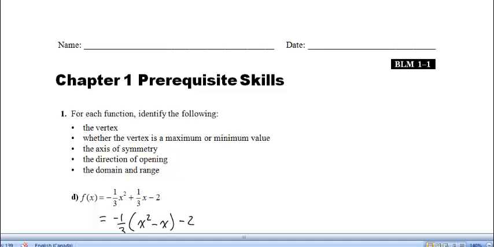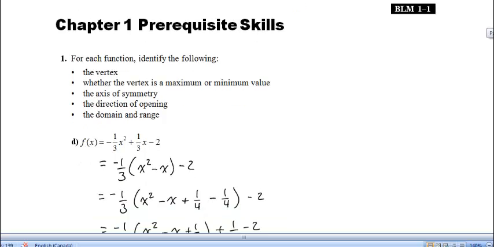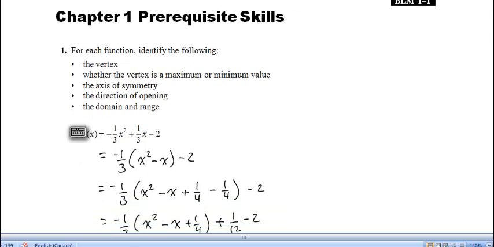All right, grade 12s. So here are a few examples to help you with those prerequisite skills assignments that you got today. I'll leave out A, B, C, but in question 1, we'll just work on D here. It says for each function identify the following: the vertex, whether it's a max or min, the axis of symmetry, etc. So we've got this in D, we have this equation, but it's not written in that vertex form.